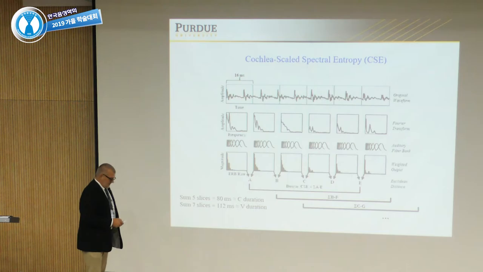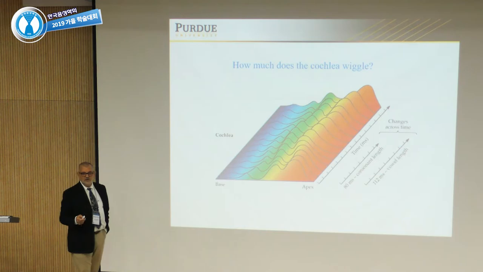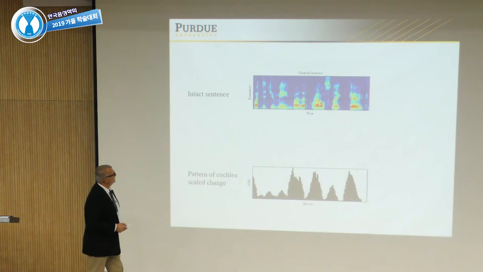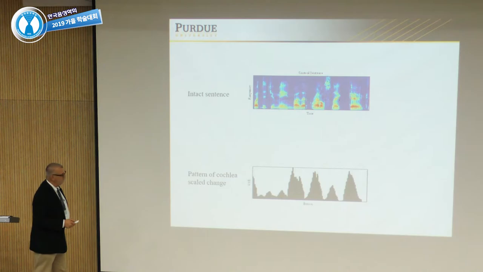So this is basically the experiment. And the experiment is, how much can I predict how well you perceive speech with a simple measure of how much your cochlea is wiggling? So the stimuli were something like this. This is the variation in cochlea scaled entropy. You see that there are these peaks where lots of stuff is changing. There are these places where not a whole heck of a lot is changing.